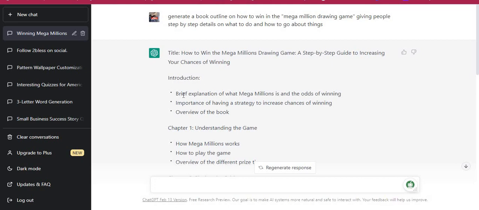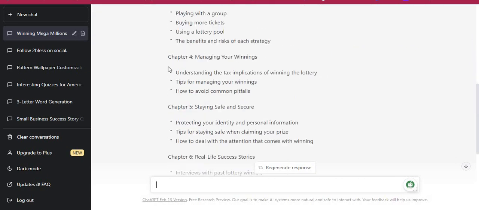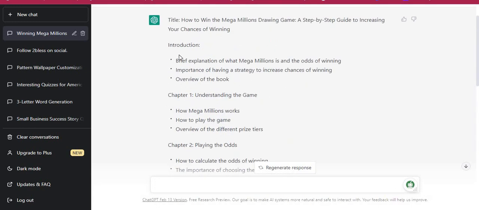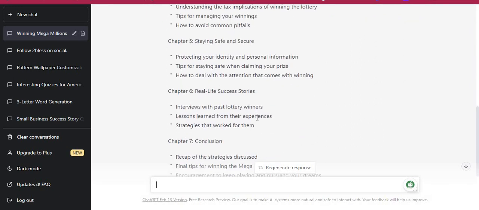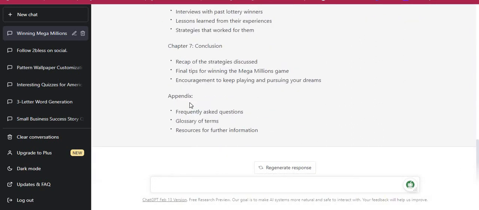So you can see introduction, brief explanation, importance of having a strategy to win, overview of the book, chapter one, understanding the game, and so on. So we're going to prompt this and write this one by one right now. I'm going to ask ChatGPT to write full details of each title that I give it, one by one. So I'm going to pause this video, because that's going to take a little time. When I come back, I'll show you what ChatGPT has generated for us. Then I'm going to take that into our book. So I'm going to come back to you guys.